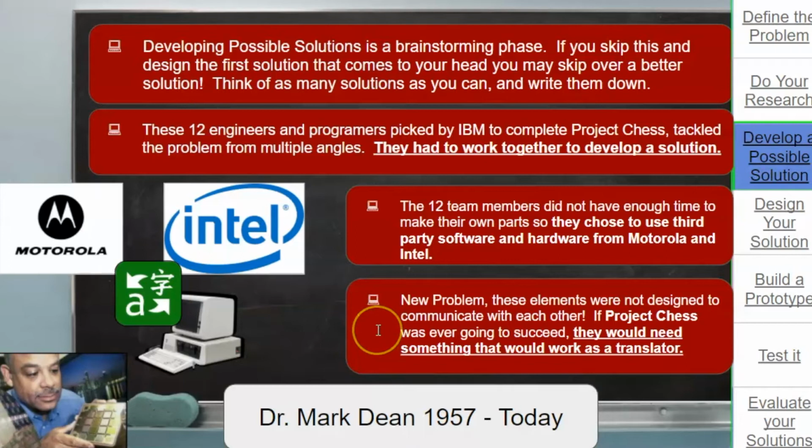Let's skip down here. They had a new problem. These elements were not designed to communicate with each other. If Project Chess was ever going to succeed, they would need something that would work as a translator. So IBM's mission is to create a personal computer. Mark Dean's mission becomes to solve the problem of how to get all these parts to work together, because they don't have enough time to make all of their parts just amongst 12 of them. So what they decide to do is they decide to get parts from different companies and put them together into their computer to work with the other parts that they're going to develop. And they know to do this, they need a translator.